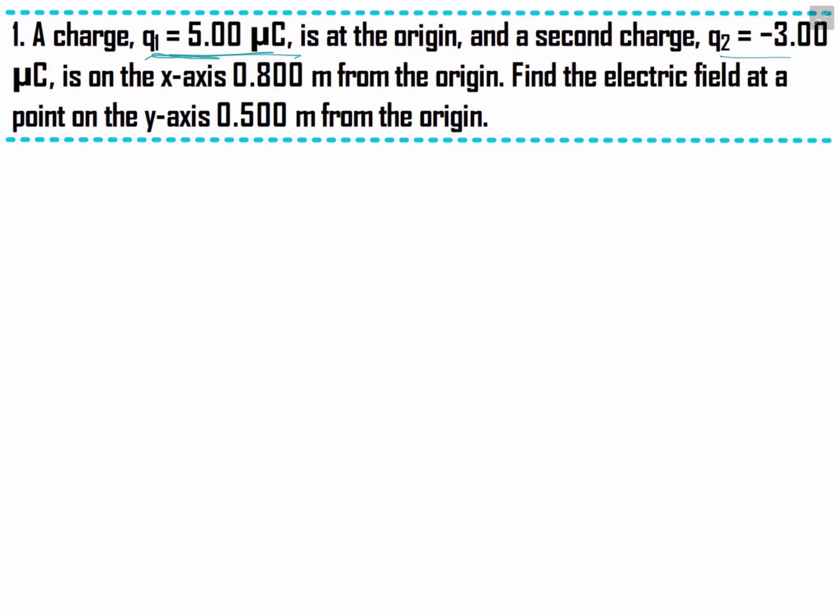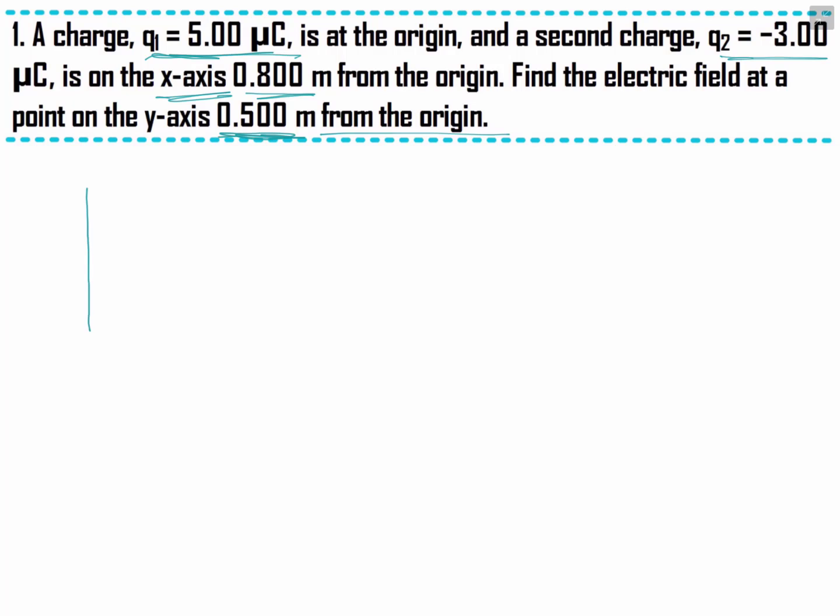In this question, it says Q1 charge, which is 5 microcoulomb, is at the origin, and the second charge Q2, 3 microcoulomb, is on the x-axis and 0.8 meter away from the origin. Find the electric field at a point on the y-axis 0.5 meter from the origin.